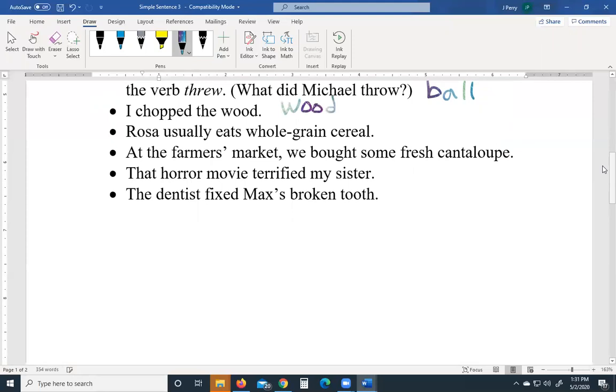Ooh, it's a really light colored W there. Okay, so let's pick another one.